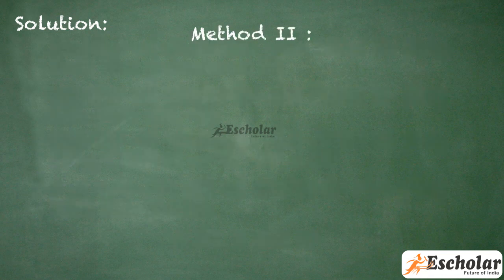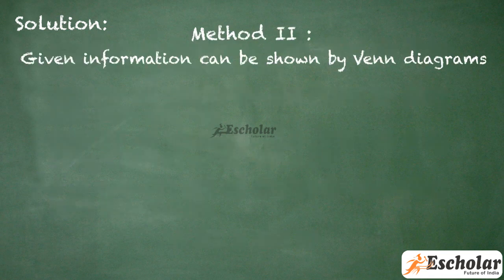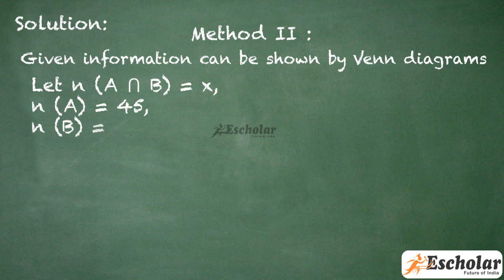Method 2. Given information can be shown by Venn diagram as follows. Let n of A intersection B is equal to x. n of A is equal to 45, n of B is equal to 52. We know that n of A union B is equal to 70.